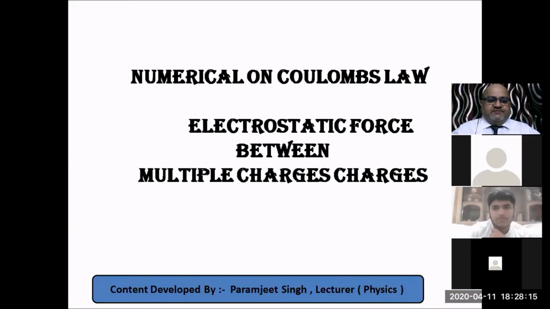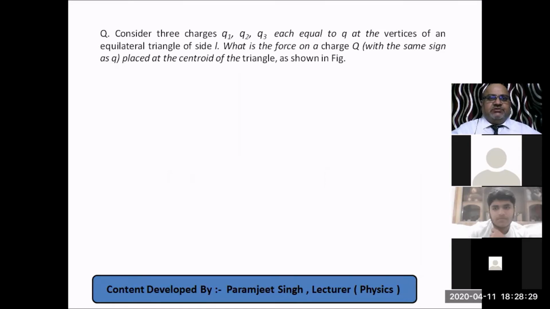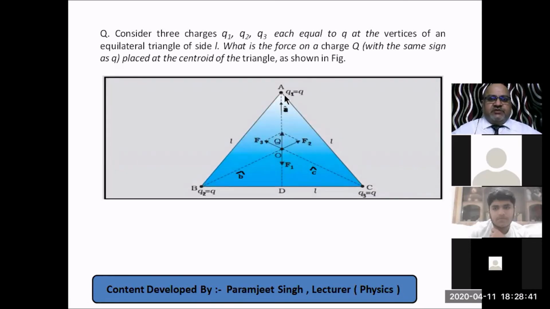Now the next topic is to apply Coulomb's law for multiple charges, so now charges are more than 2. This is the question. Consider there are 3 charges q1, q2, q3, and all have equal magnitude equal to small q. They are placed at the vertices of the triangle ABC, and the length of the side of the equilateral triangle is L, L, L.